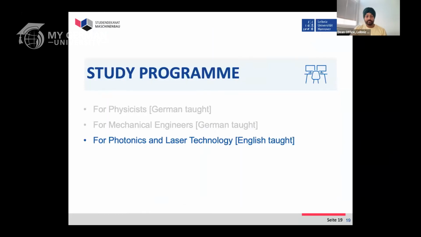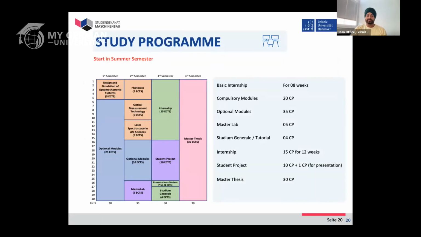So moving to our third part, that is for photonics and laser technology, our English taught program. In that, again, we have 4 compulsory modules, which are the basics of optical technologies, design and simulation of optomechatronic systems. This course is for the students who later want to go into automotive lighting or do research in the field of automotive. Then we have photonics, optical measurement technology, and laser spectroscopy in life sciences.